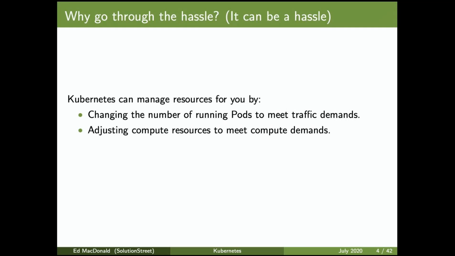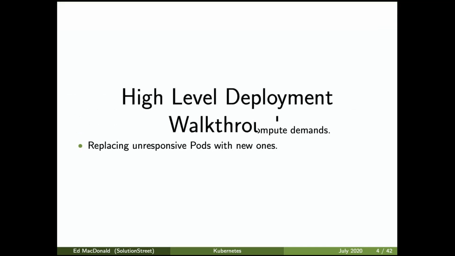It can adjust the compute resources to meet compute demands. And as we'll see in a few slides, Kubernetes runs on a cluster of virtual machines or actual machines. Kubernetes can manage how many virtual machines are in your cluster, and this translates directly to the costs of using a cluster in, say, Azure or AWS. It can also manage resources by replacing unresponsive pods with new ones. So if your pod fails for any reason, Kubernetes is monitoring it, and it literally just throws it away and creates a new one for you.